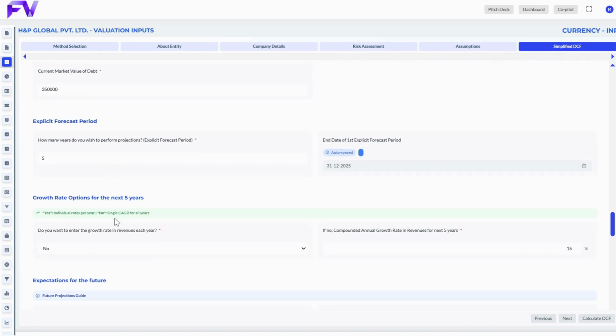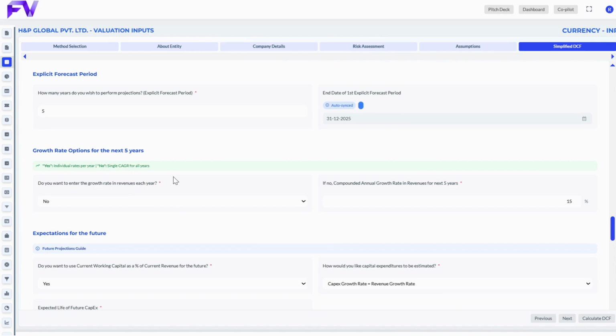Accordingly, input your forecasted financials. Explicit forecast period. How many years do you wish to perform projections? Just input the number of years you want to forecast growth. Then choose if you want a separate growth rate for each year or a common one for all.